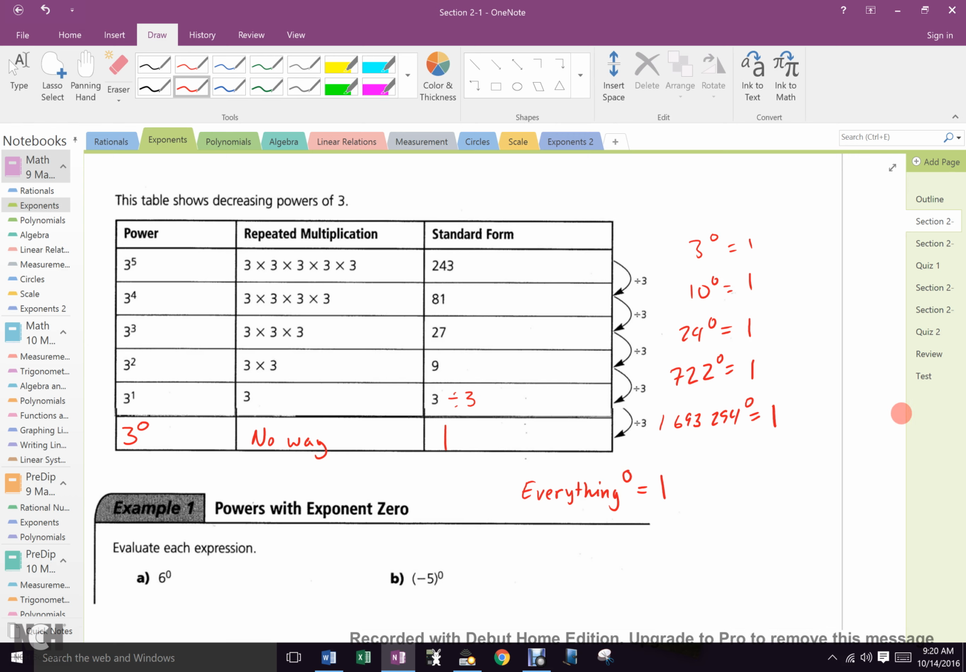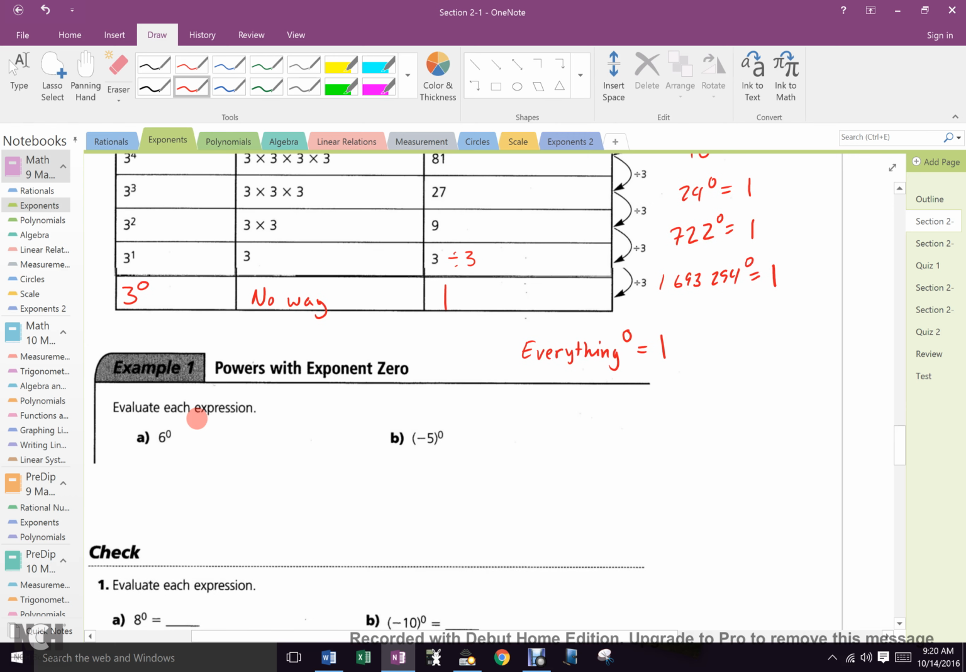So let's look at this first one. What is 6 to the 0? 1. 6 to the 0, because it's got a base of 6 to the 0. What is negative 5 to the 0? No, it is 1, because everything to the 0 power is 1, even though there's a negative. Everybody with me? Now, remember, all the other rules still apply.